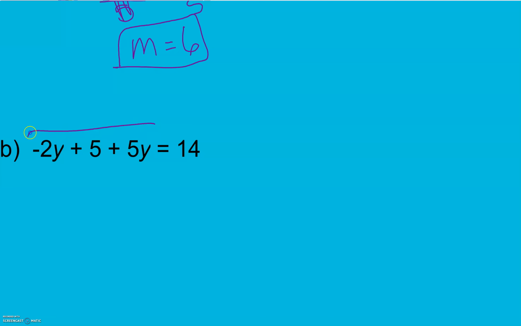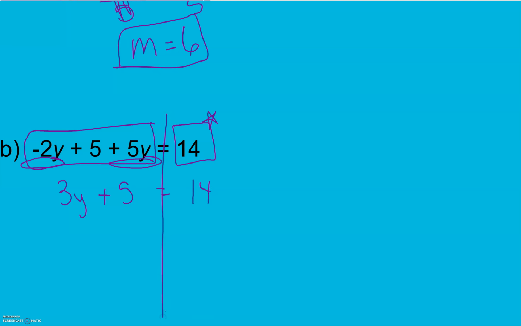Same idea here on B. Again, we need to simplify both expressions. 14 is as simple as we can get it. But on the left side here, I have negative 2y plus 5y. Negative 2 plus 5 is 3y. We do not change it unless we cross over the equal sign. If we take it to the opposite side, we do the opposite operation. But for now, if they're on the same side, we add them up just how they are.